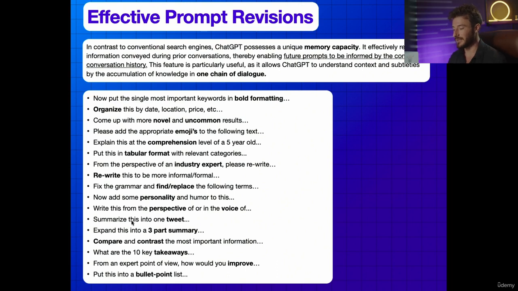You can summarize an entire book or YouTube video into one tweet. You can do the exact opposite and expand things into something like a 3-part, 4-part, or 5-part summary. You can compare and contrast all of the information in your previous prompt so that you can better understand it. You can ask for the top 10 key takeaways, and you can ask for an expert point of view and how you can improve on a specific piece of writing. And lastly, you can put any type of output into a bullet point list.